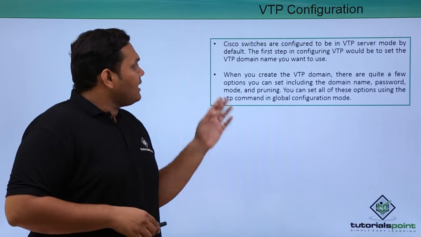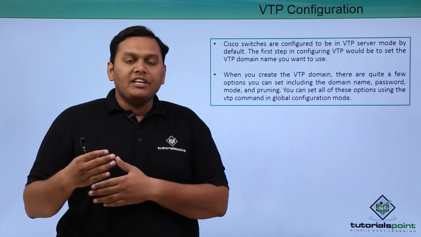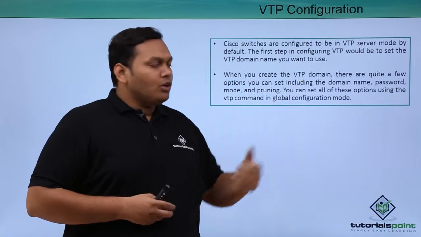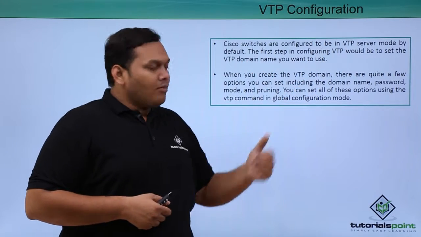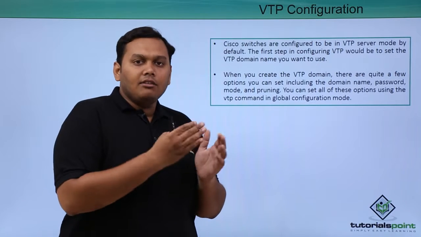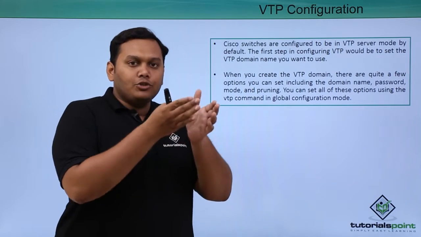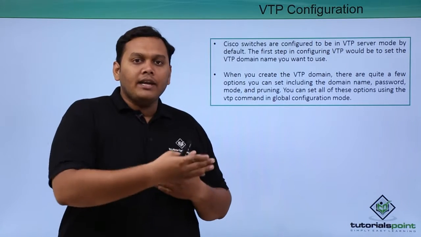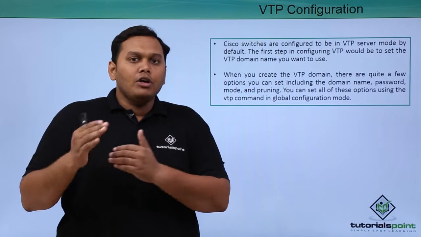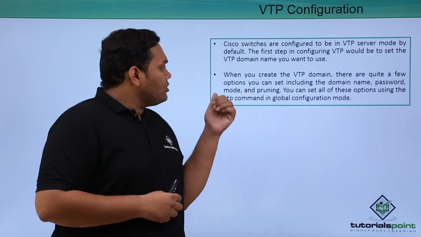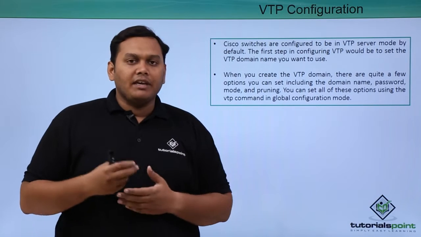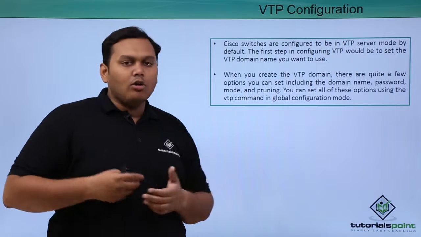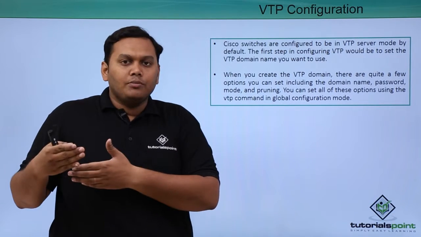So, Cisco switches are configured to be in VTP server mode by default. The first step in configuring VTP would be to set the VTP domain name that you want to use. So, before configuring VTP we should know that it is in VTP server mode by default, and we have to set the VTP domain name to the desired domain name. And also you have to create a VTP password. After that we have to provide the VTP password and mode and also the pruning. So, how it should be done here.